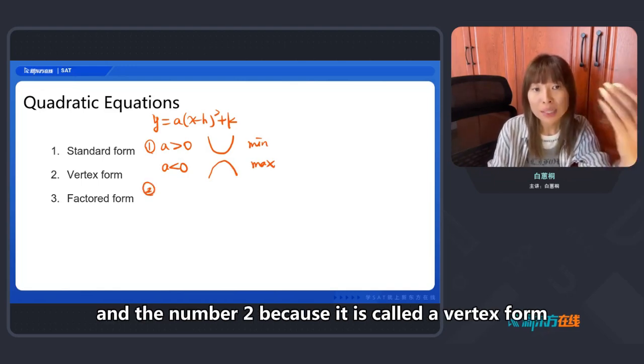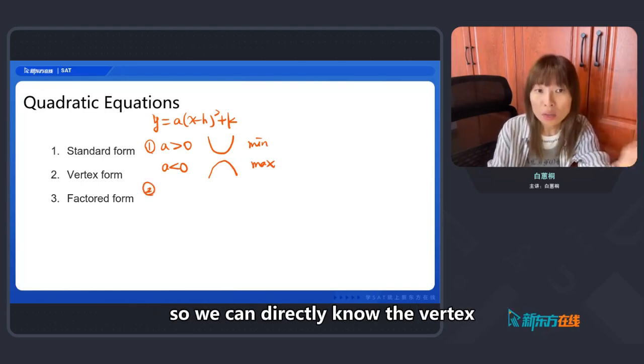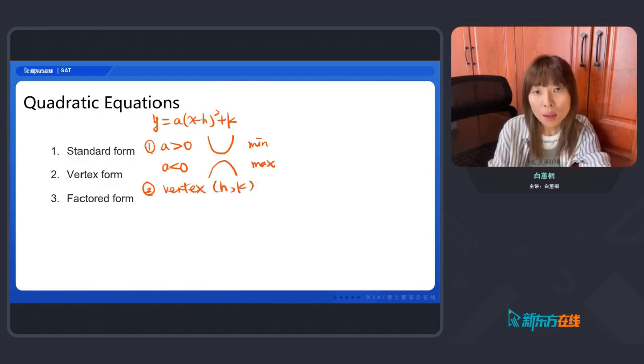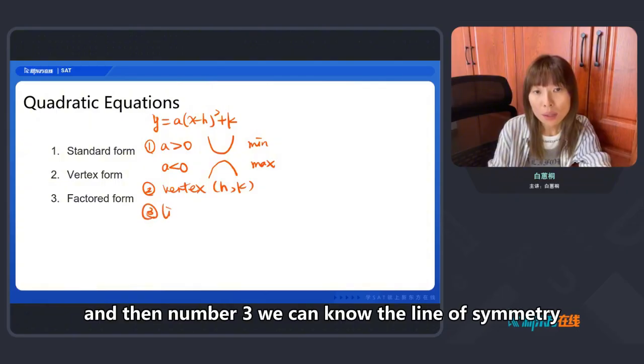And number 4, because it is called the vertex form, we can directly know the vertex. The vertex would be (h, k). And then number 3, we can know the line of symmetry.